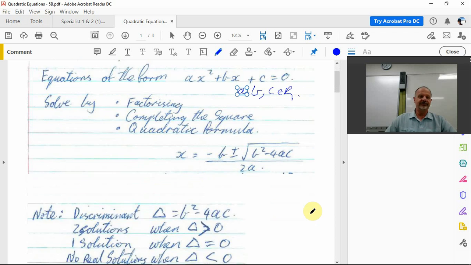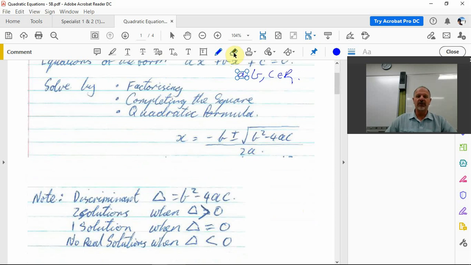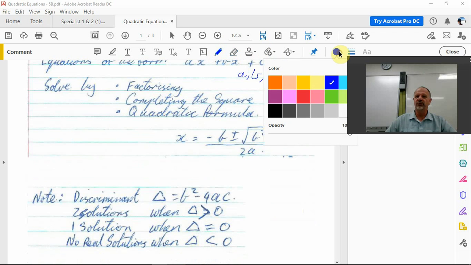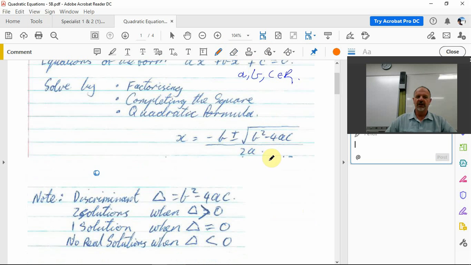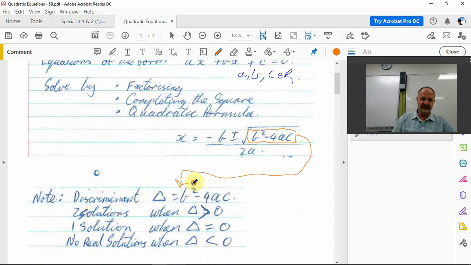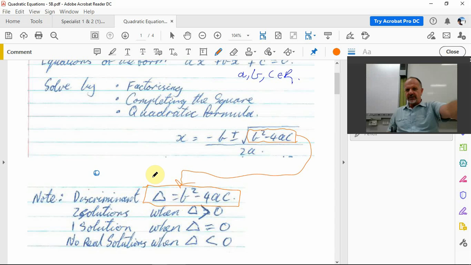All right, now as part of this particular formula, the quadratic formula, the part that's underneath the square root, so this bit here, just that bit is what's called the discriminant. And we use a little triangle, and it's b squared minus 4ac. And so what this does is indicates the number of solutions that there is to the equation.